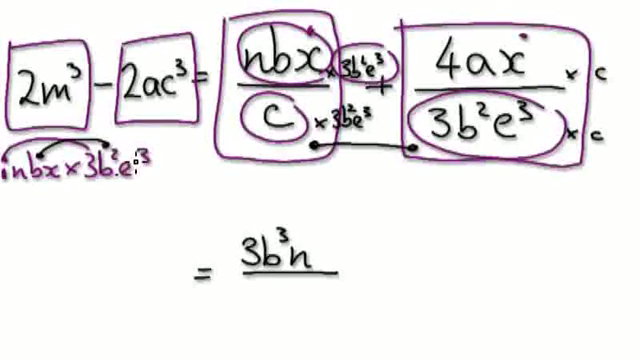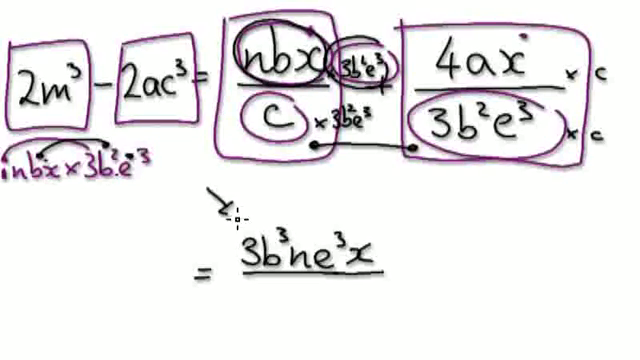And then there's no e to the power of 3 over here, so it's just going to be e to the power of 3, and then you've got x up here. Okay, if you get this times by this, you should get to this.